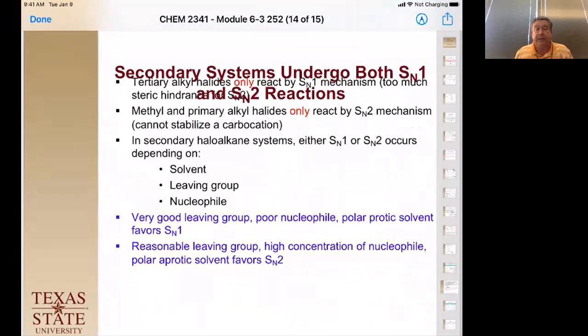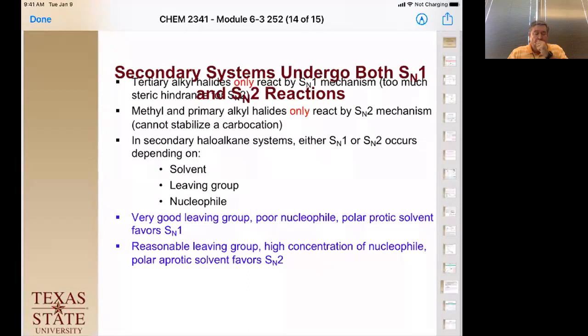Three things. The solvent. You want to think about your solvent. If it's a polar protic solvent, that stabilizes the carbocation. If it's a polar aprotic solvent, that does not stabilize the carbocation. What does that mean? Polar protic solvent might be able to go Sn1. Polar aprotic solvent might want to go Sn2 because it can't stabilize that carbocation.